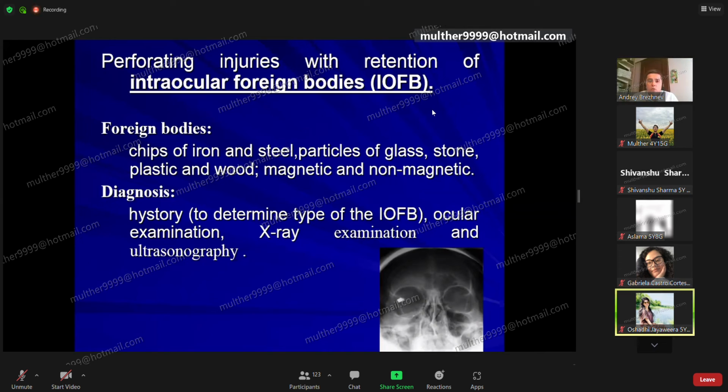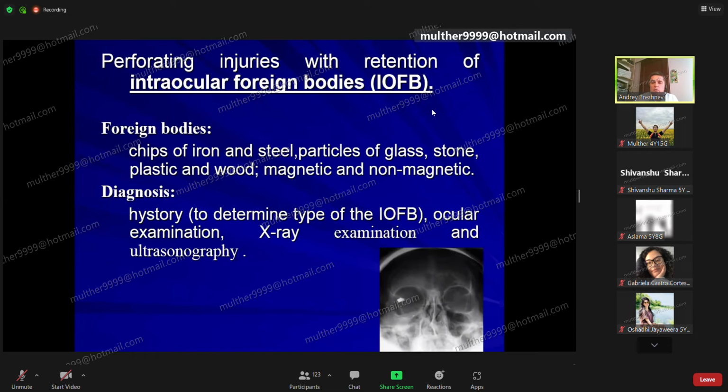History, to determine type of foreign body. If you know the history, if your patient can explain what's happened, you can make a suggestion about the type of intraocular foreign body. Then ocular examination, due to the general principles of examination of the eye, and then ultrasound and X-ray examination, which can help us to determine the presence of intraocular foreign body, and not only presence or absence, but also its localization.